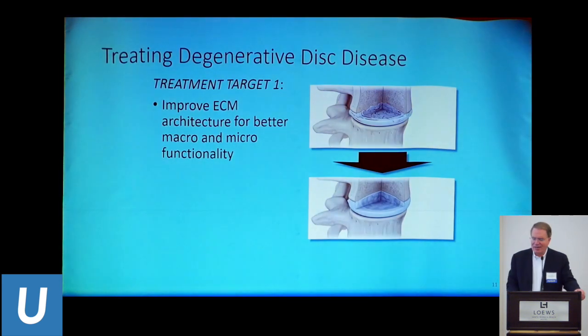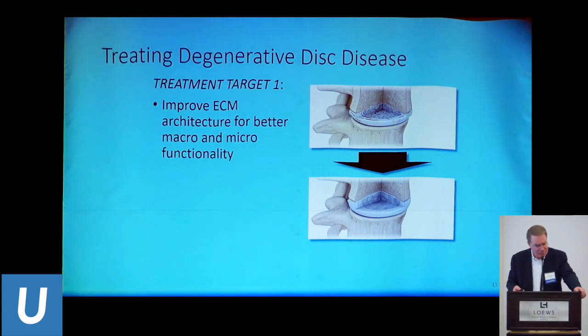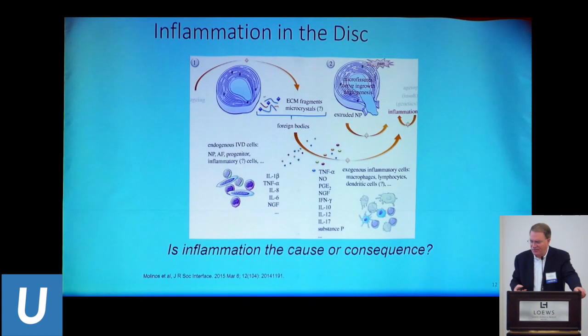So if we're looking at trying to treat this entity, symptomatic degenerative disc disease, a couple of targets would be logical if you think about the normal structure and function of the disc. One is to improve the extracellular matrix. It's there for a reason. And so if you could improve the ECM, that's of potential therapeutic value in the disc.